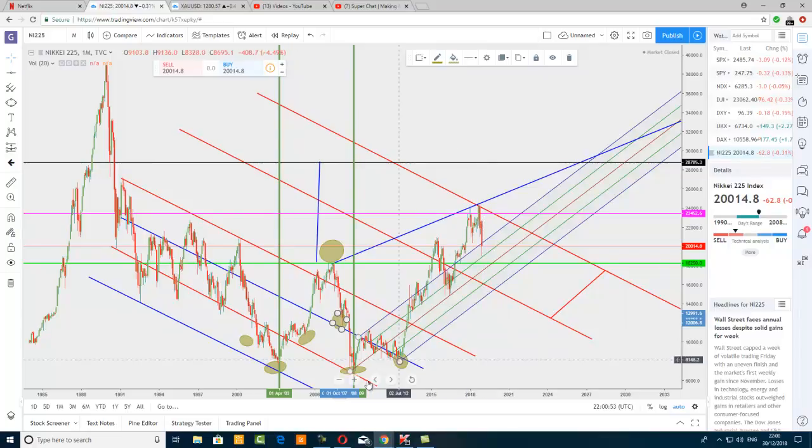So apart from that, we will argue that from 2009, I put a pitchfork through here, choosing 3 points. First point here, second point there. Can you see that? Consolidation, and the third point here.